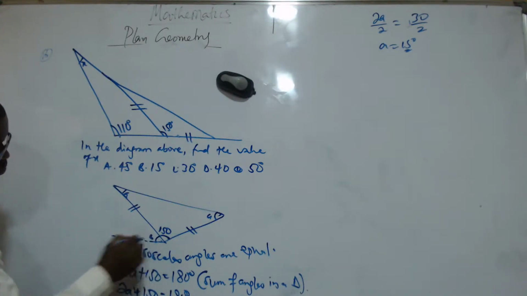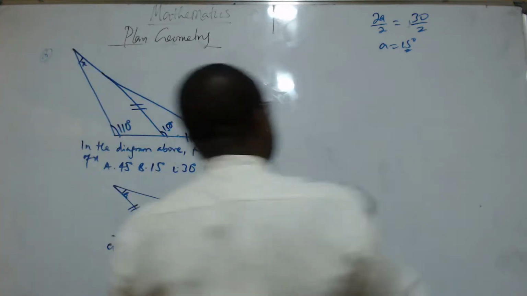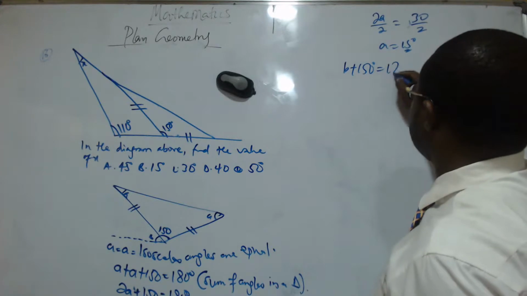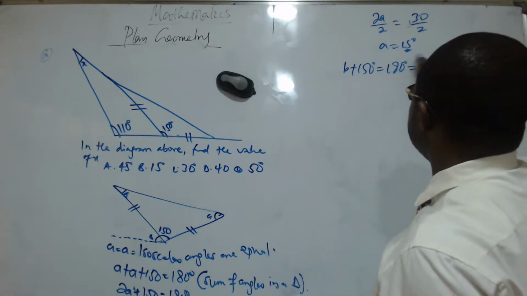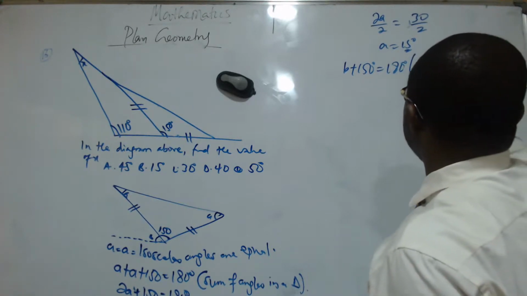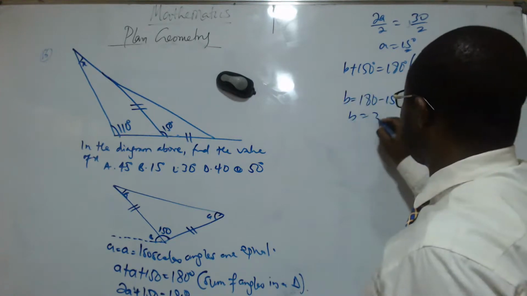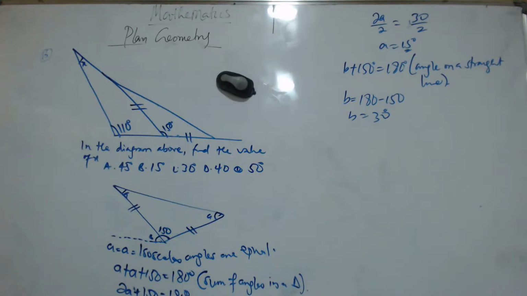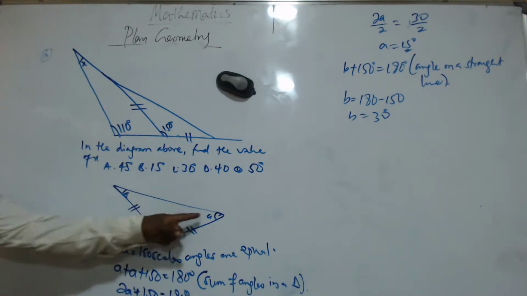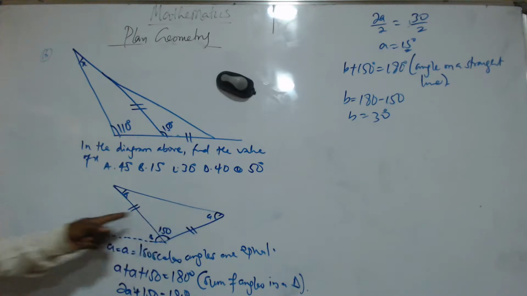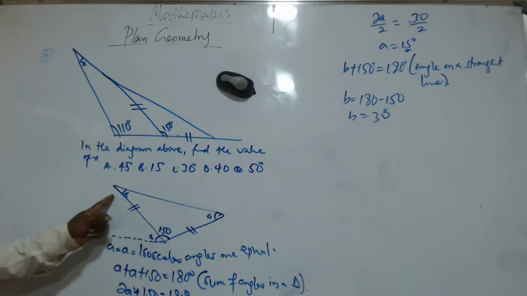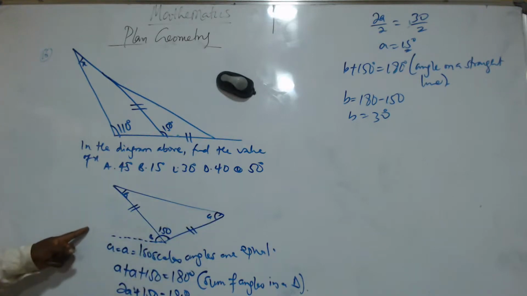Name this thing B. So that means we're going to have B plus 150 equals 180 degrees. The reason being that we have angle B equals 30. Note again, we said the sum of the two interior angles is equal to the exterior angle. These two angles here, this plus this, will give us this angle here now, that is 30. And that's what we've gotten there.